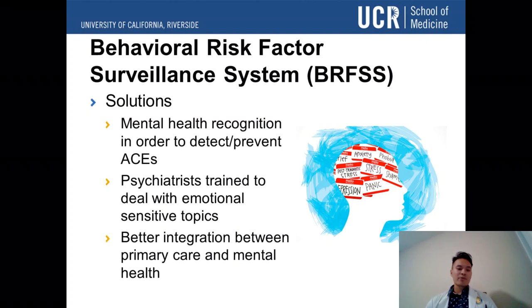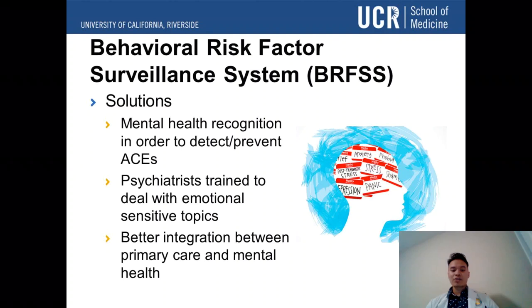Psychiatrists trained to deal with emotionally sensitive topics. This is so important. ACEs are naturally very emotionally charged, so having psychiatrists that are able to help these people, whether it's through medication or even psych therapy, is key.